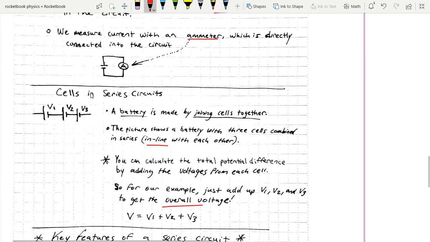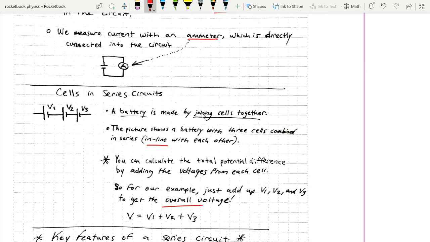Now, let's talk about batteries and cells. Cells in series circuits. A battery is basically going to be made by taking cells and joining them together. V1, V2, V3, these are cells. You add them together, congratulations, whatever their overall voltage is, that's what your battery will be. People have taken apart the little batteries that you put in a remote control, like a AA or a AAA, and you'll notice inside there are little cells, and those are all in line, and that's what makes your battery.